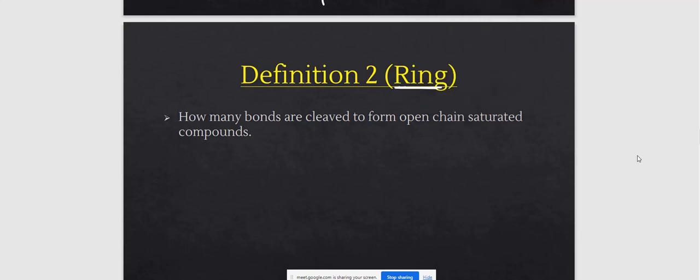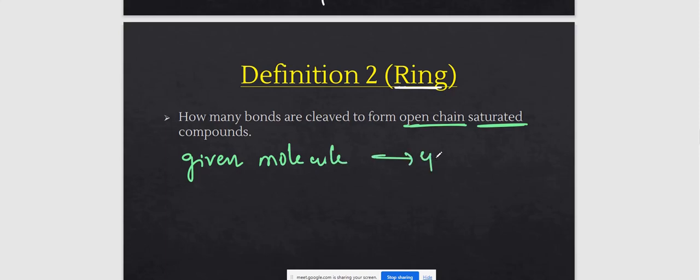Yes, ma'am. As I told you, in degree of unsaturation, we always have to convert the given molecule into an open chain compound. The structure must be open. It should not have any rings. We have to convert it into an open chain saturated compound. So to do that, suppose the given molecule is a cyclic compound. Then what we have to do is break the bonds. Bonds have to be cleaved.